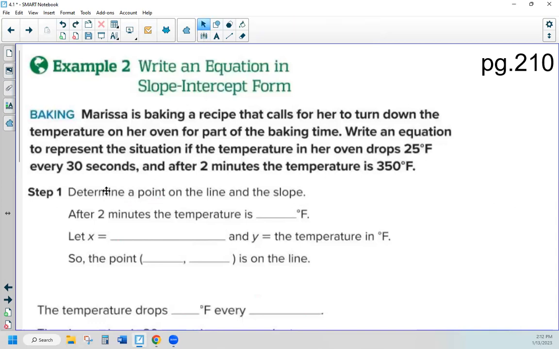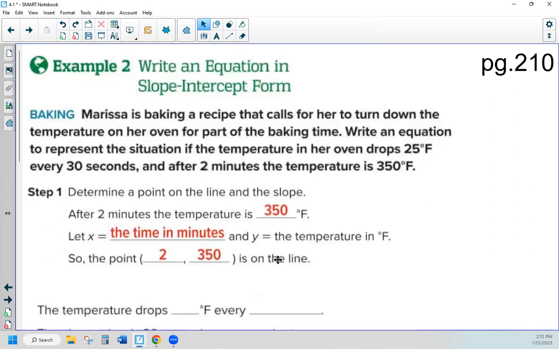So let me go ahead and read. After 2 minutes, the temperature is 350 degrees. That's what it says right here at the end. So we can say that x, because we need a point, right? We need an x comma y. We can say that x is minutes and y is temperature. So there you have it. We have a point at (2, 350).